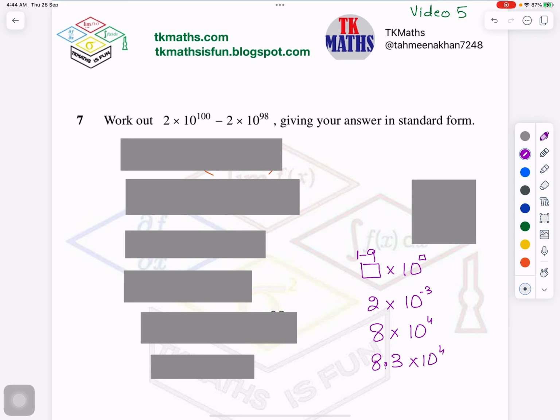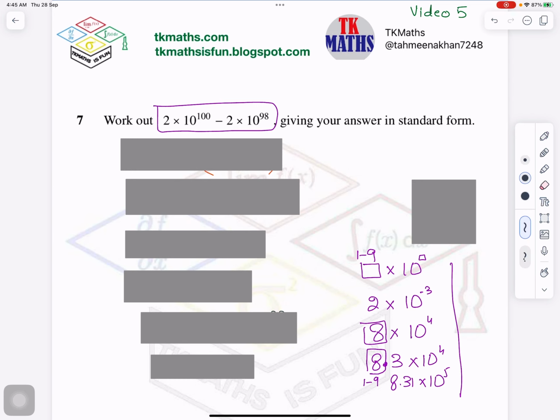So before the decimal, you should have a single digit, which is between 1 and 9. It could be 1 or 9 also. So from 1 to 9, it could be any digit before the decimal, and it could be anything after this. So for example, 8.31 into 10 power 5, this is also standard form, right? So we have to change the number which is given to us and bring it into one of these forms. This is the meaning of a standard form.